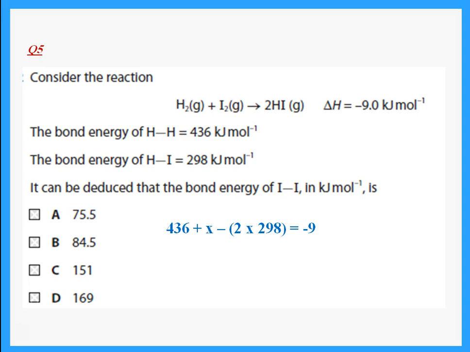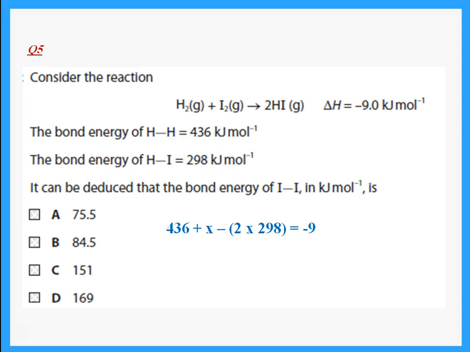So the hydrogen bond needs 436, so that's a positive, plus the II bond, which I don't know, which is X. Then the products, we said it is reactants minus products, so I should have a minus here. And then I'm forming how many HI bonds? Remember, I'm forming 2 HI bonds from that equation. So it has to be 2 times 298. All of this is equal to the delta H, and he's telling me that the delta H is -9.